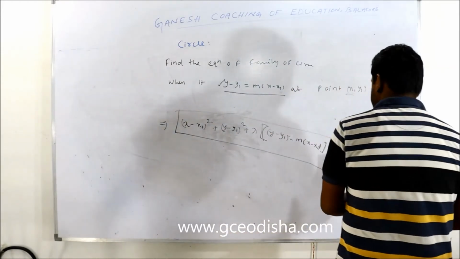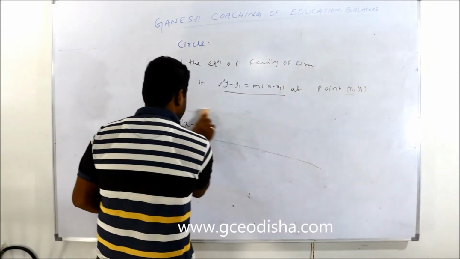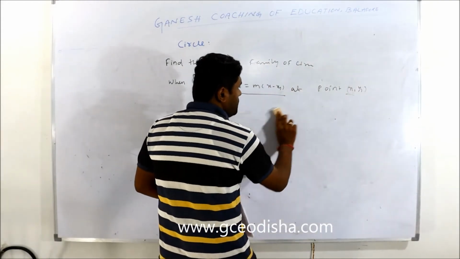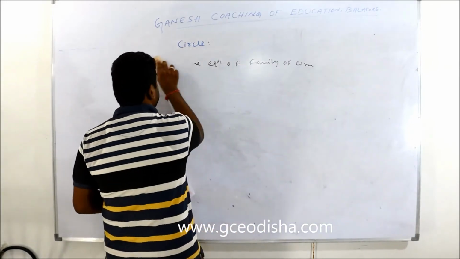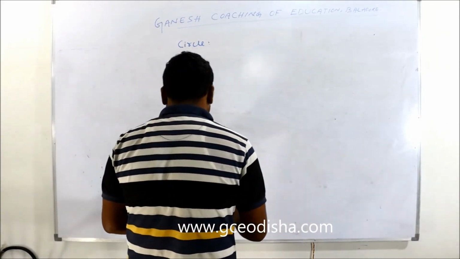Okay, m is the slope. This may be any value of m. You can use any value of m, whether positive or negative.